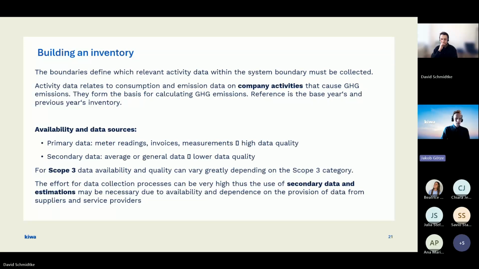must-have for scope 1 and scope 2 emissions calculations. For scope 3 emission calculations, we often have to apply secondary data as well, so estimations if primary data is not available, and applying secondary data opens the door to calculating emissions that are difficult to assess. Next slide, please.